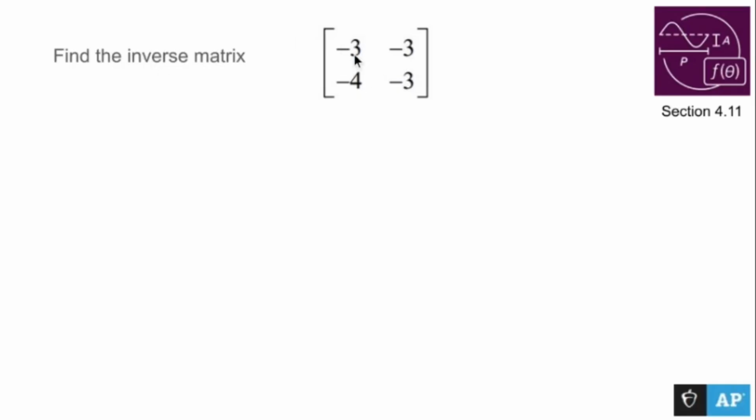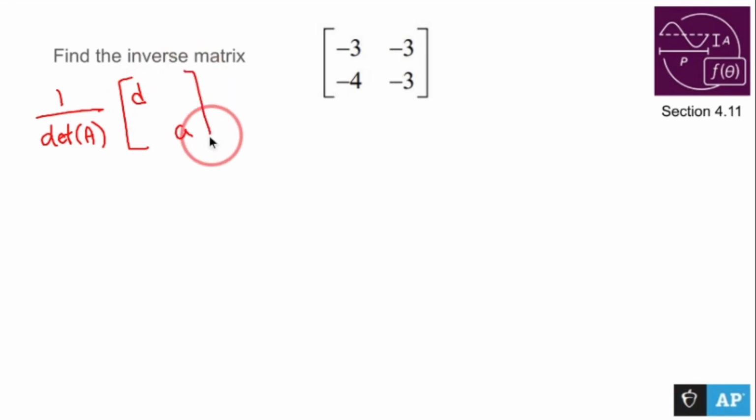Find the inverse matrix of -3, -3, -4, -3. So the inverse matrix is found by taking 1 over, and let's just call this A, 1 over the determinant of A times the matrix found by taking A and D and swapping them. So your bottom right and your top left swap. Your top right take the opposite of, and your bottom left take the opposite of that.